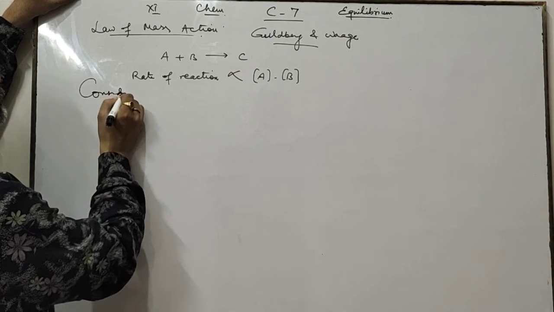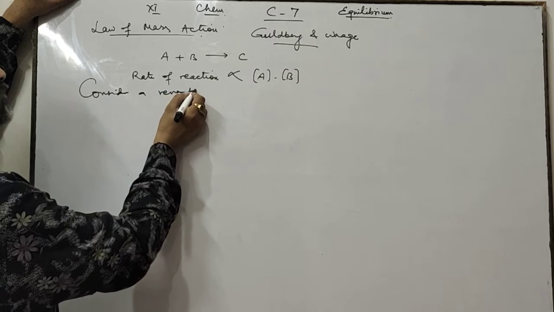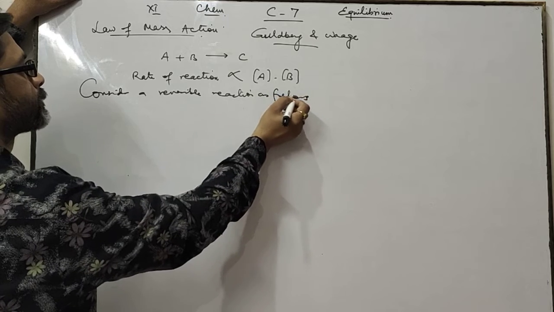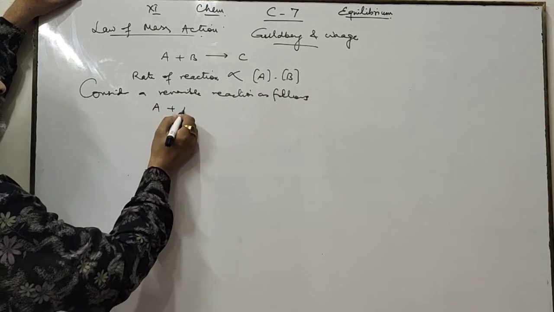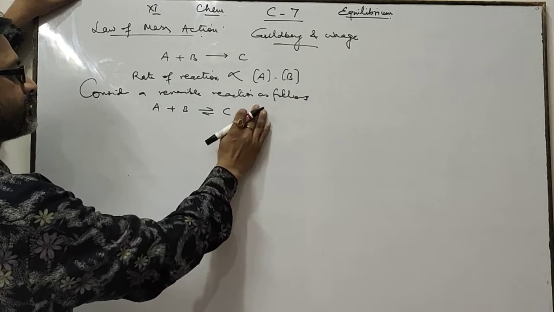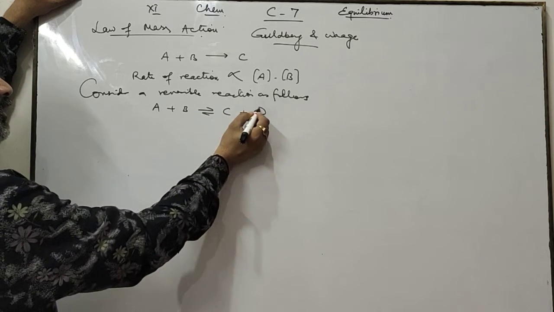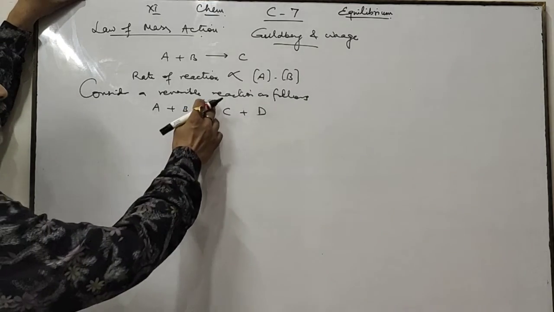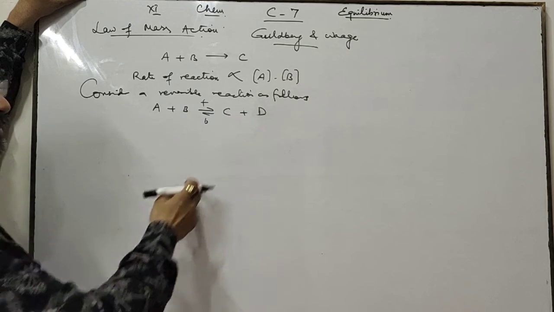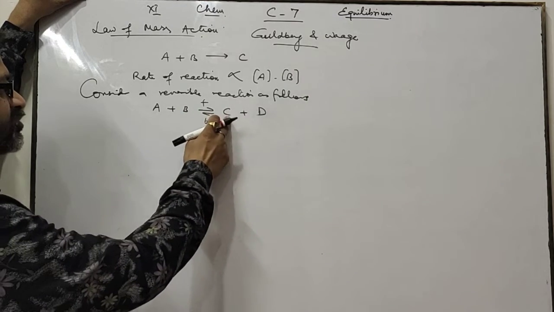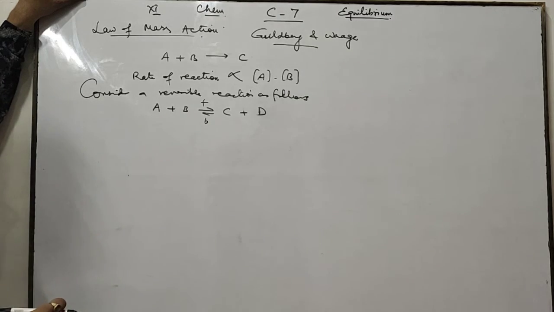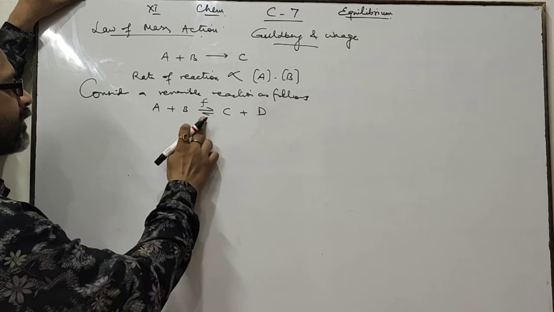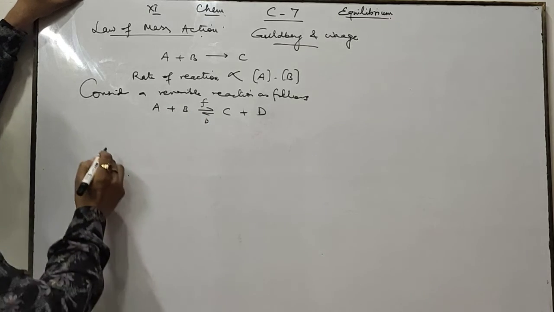Consider a reversible reaction as follows: A plus B gives C plus D. In this reaction, both forward and backward reactions take place. In the forward reaction, A and B react to form C and D, and in the backward reaction, C and D react together to form A and B. Means in the forward reaction, the reactants are A and B, but in the backward reaction, the reactants are C and D.